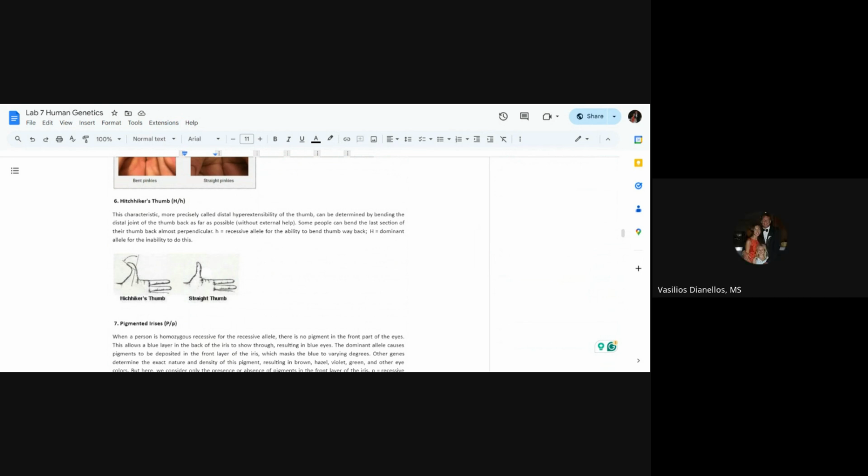All right. Let me double check myself here. Some people can bend the last section of the thumb back almost perpendicular. Recessive for the ability to bend way back, dominant for the inability to do this. Excuse me. So yes, recessive if you can do it, dominant if you can't. And you said yours is straight. It goes back. Oh, it does go back. Good grief. I'm so sorry. Like I said, it's spring break. So yours goes back. That means you have the recessive allele for the ability to bend the thumb way back.